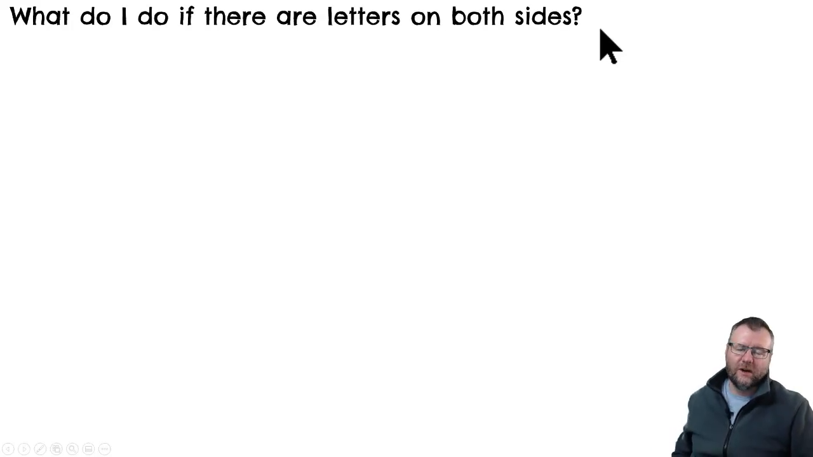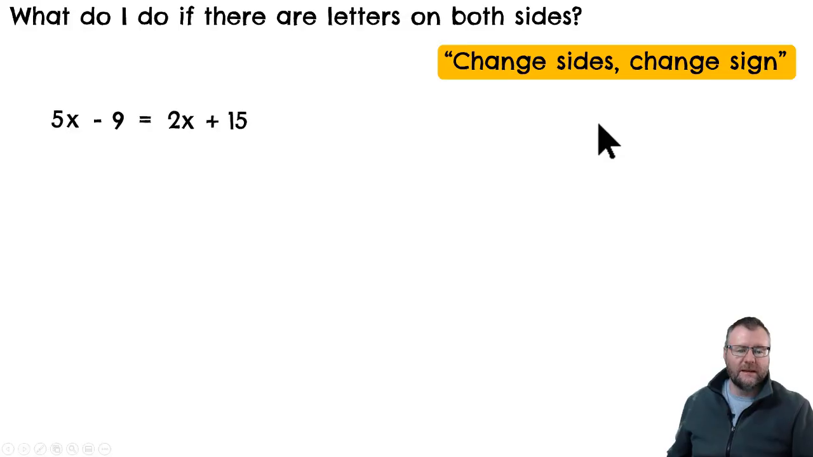So for today, we're going to try and answer this question. What do I do if there are letters, or pronumerals, which is the mathematical term, on both sides? Something like this one as an example. Now, before we do this example, remember this from last week.